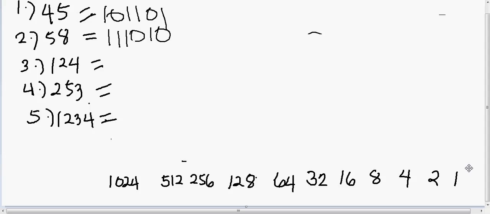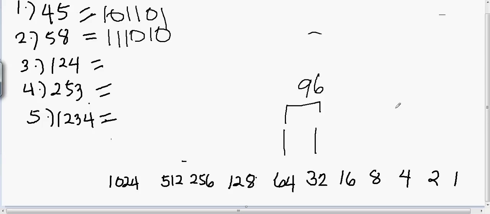Okay, so we will convert 124 to binary. Same process. Let's get the highest number that we could use to derive 124. So 128, you cannot use it because it's more than 124. So 64. Then what other number? We can use 32, because 64 plus 32 is 96. What other number could we add to 96 so we could get 124?